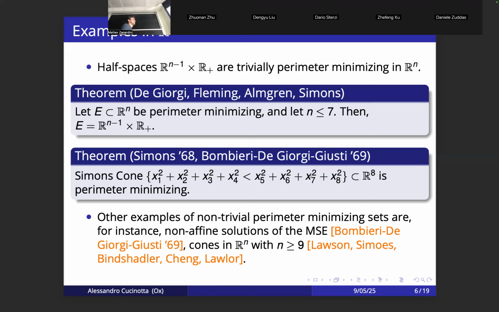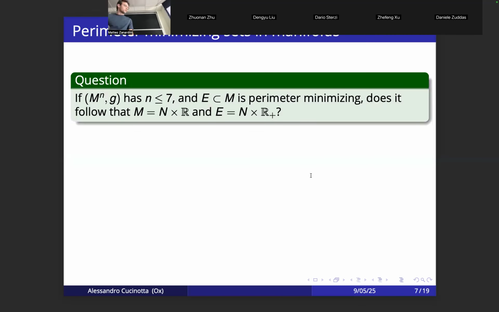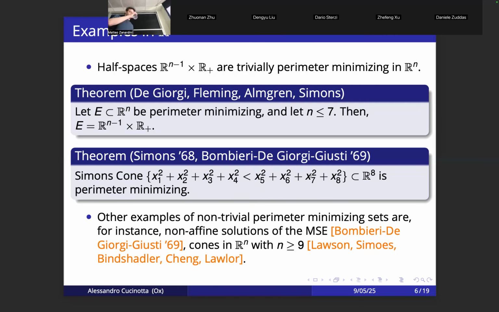And the fact that this result of De Giorgi, Fleming, and Almgren and Simons basically tells you that if you have such a perimeter minimizing set, then the subset of singular points will have codimension at least 7. So yes, it's very much related to the study of singularities. More questions? No, perfect. Okay, so now, this is the picture in R^n. This more or less explains the full picture.